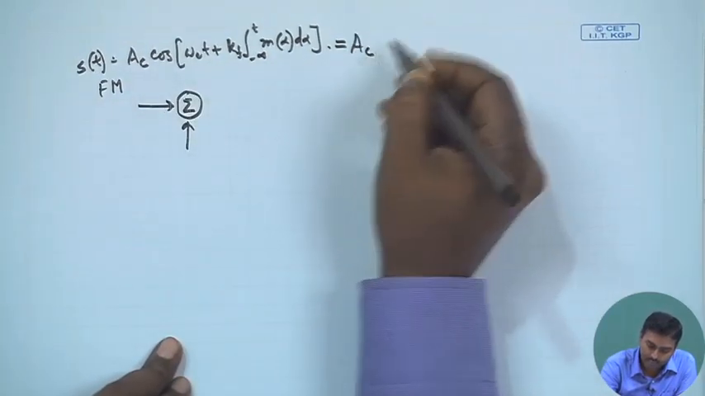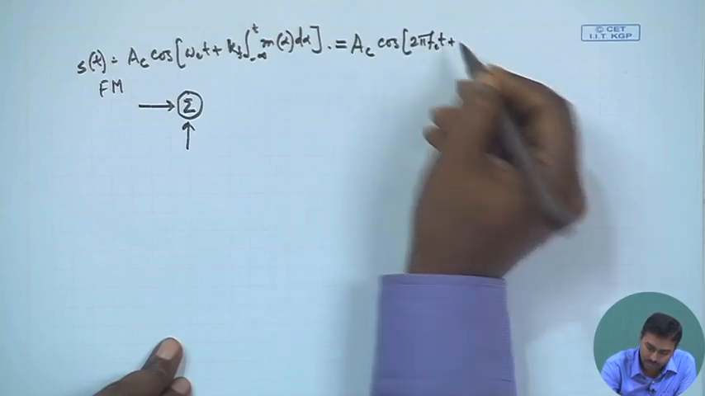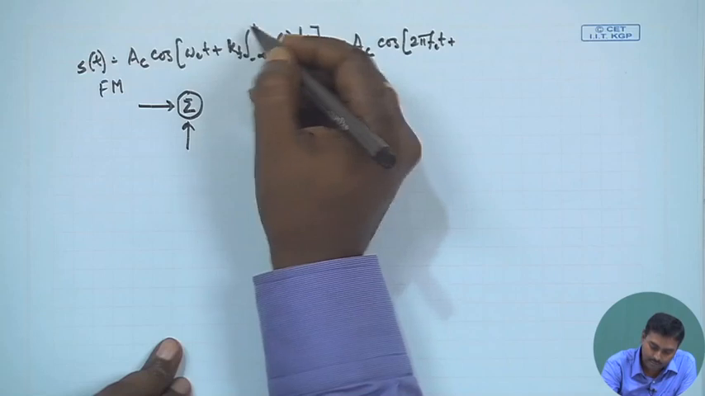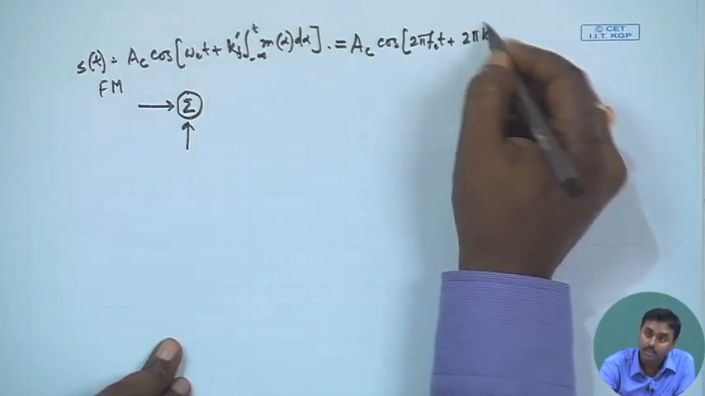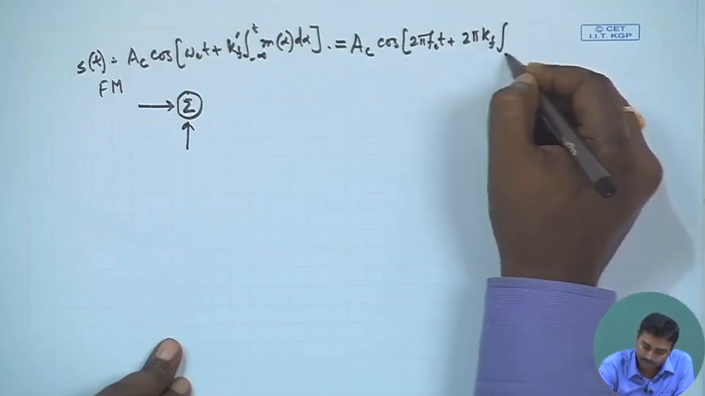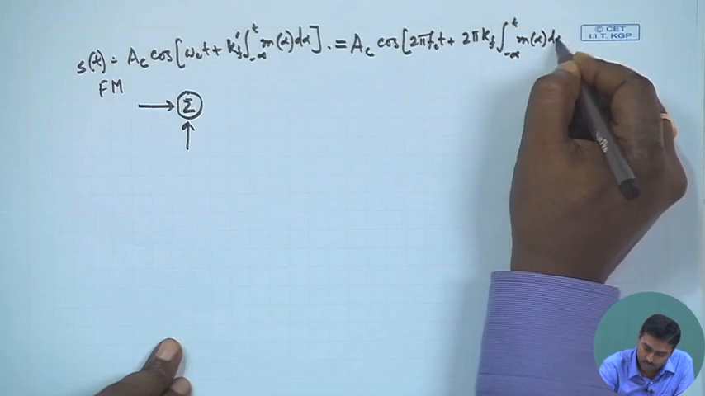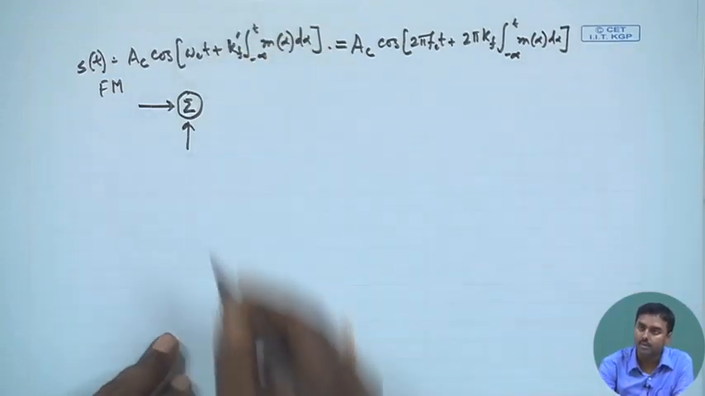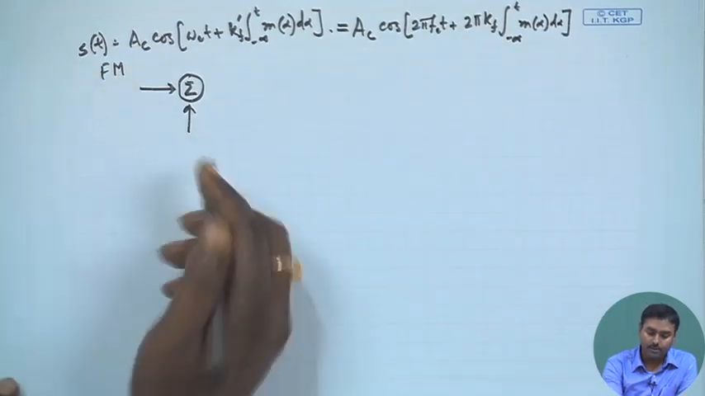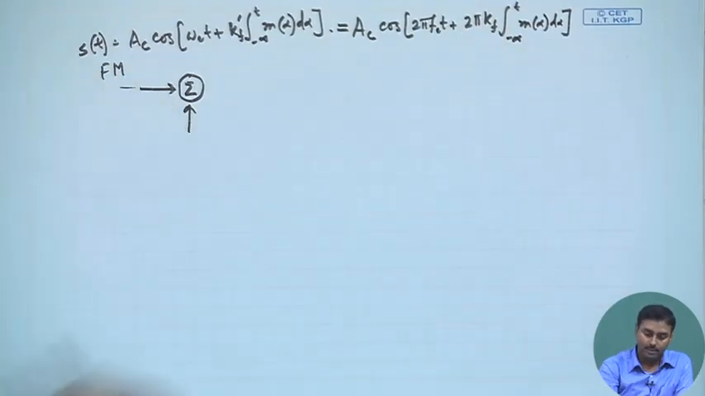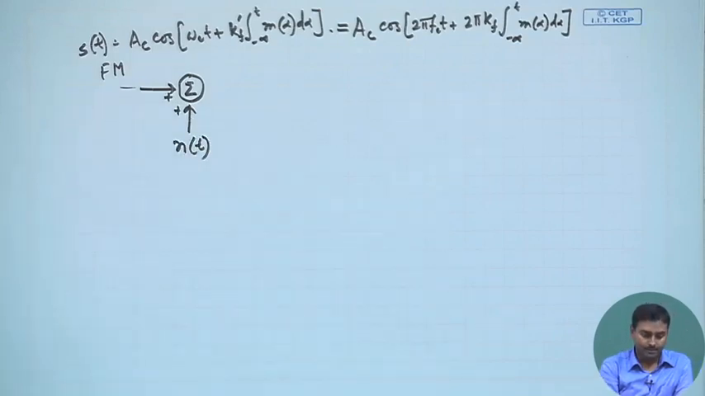So, I can write it as Ac cos(2 pi fc t plus, instead of kf, let us call this kf dash, so here we will be writing 2 pi kf, integral of m). So, this is in the f domain, and the other is in the angular frequency domain, the omega domain, okay. So, that is my FM. This is what will be inserted over here, and in the channel there will be noise which will be added over here, right.